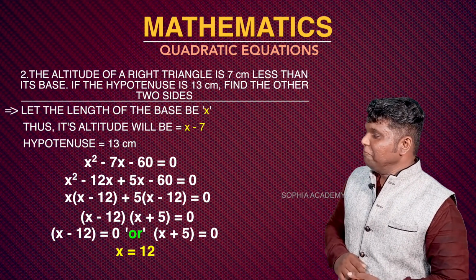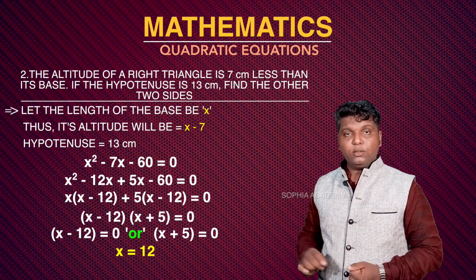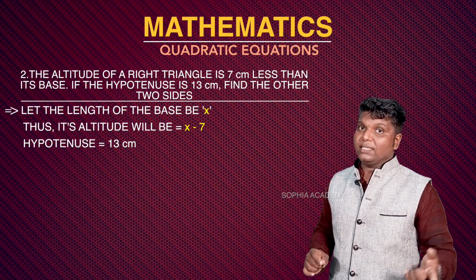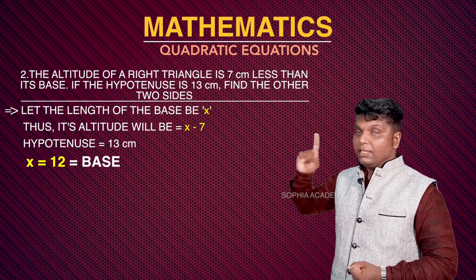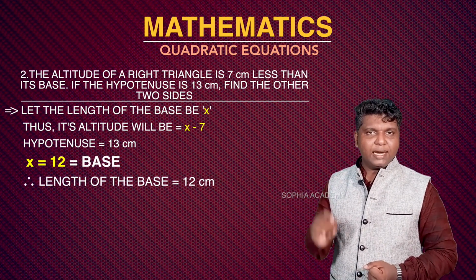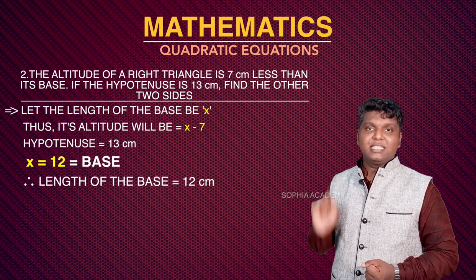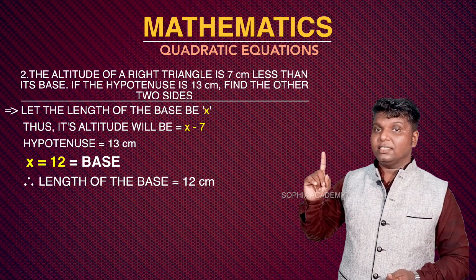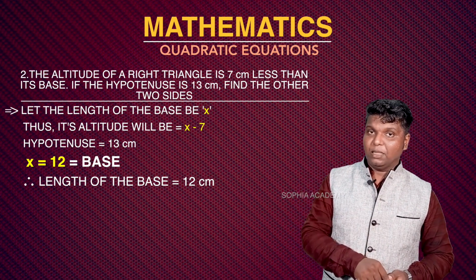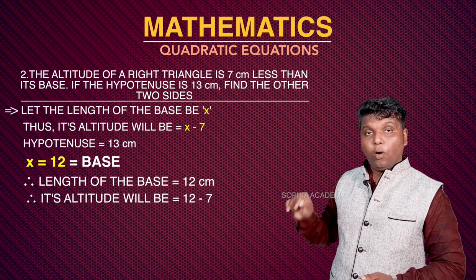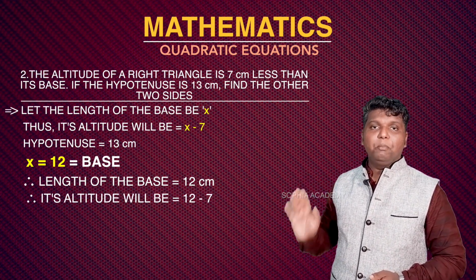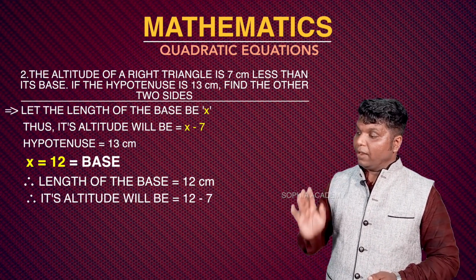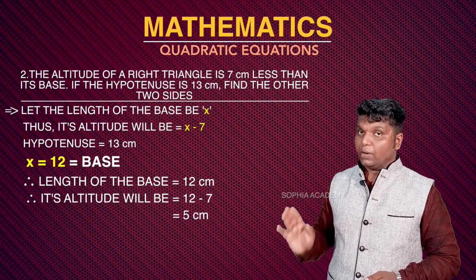So here anyhow, we are going to take only the positive value, so we will take x is equal to 12. So what is x? It is the base. That's what we'll write. Therefore, the length of the base of the right angular triangle is 12 centimeter. Now what about the altitude? It's given in the question that the altitude is 7 centimeter less than the base. Therefore, the length of the altitude is equal to 12 minus 7, and that's equal to 5 centimeter. Forget not to write the unit, okay?